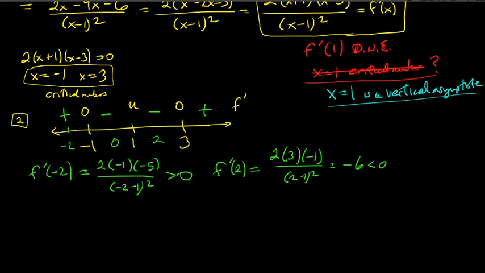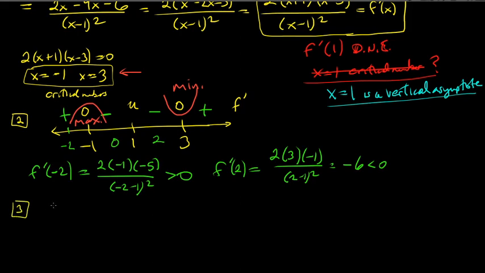So to answer the question, now we're only looking at the two critical numbers, the negative 1 and the 3. At negative 1, we change from a positive to a negative. So that tells me we have a maximum. And at 3, we're going from negative to positive. So that tells me we have a minimum. So a minimum at 3 and a maximum at negative 1.